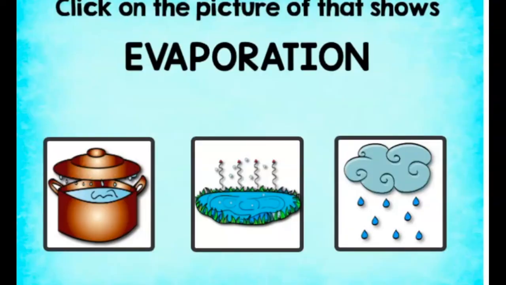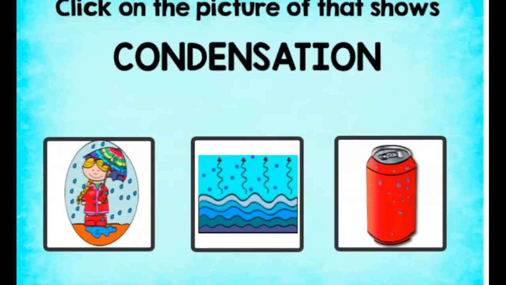Let's review what we learned really quickly. Which picture shows evaporation? Can you point to it? That's right. The water going up to the sky from the lake does. Great job. Which picture shows condensation? Remember how we talked about it being something you could see right inside your house if you had a cold drink on a hot day. Which picture shows condensation? The can, that's right.